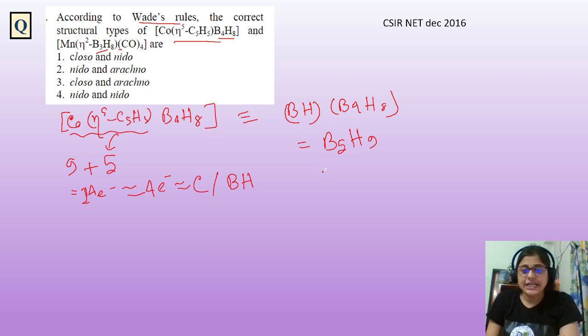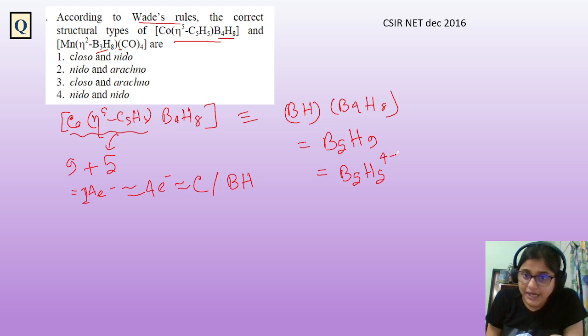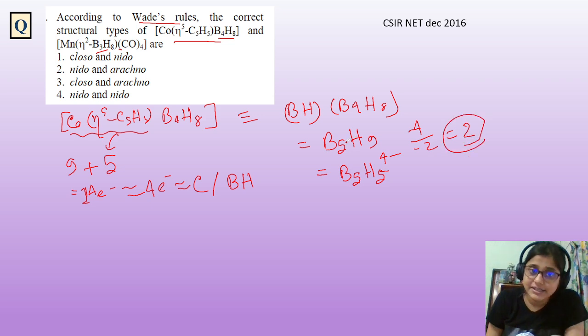We want to know the structure, so we will apply the short trick. What is that? B5H5 and 4 minus the other hydrogens, right? And it will be 4 minus 2, it will be 2, and it is nido. So first one will be nido. This is in the case of 2 and 4. These are not the correct option.